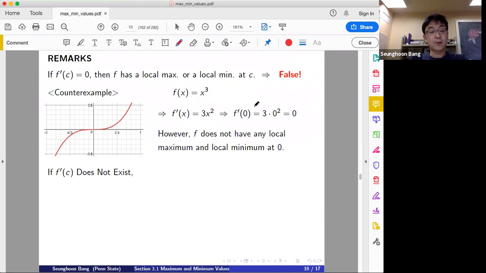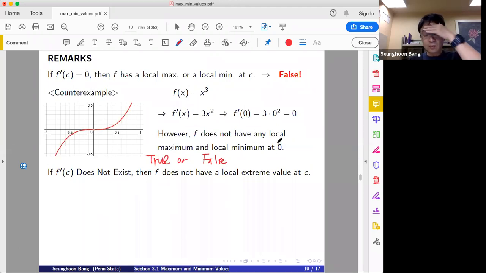If f prime of c does not exist, then f does not have a local extreme value. What's an extreme value? Maximum or minimum. What do you think? Could you write your answer? Is this statement true or false? What is your answer, true or false?